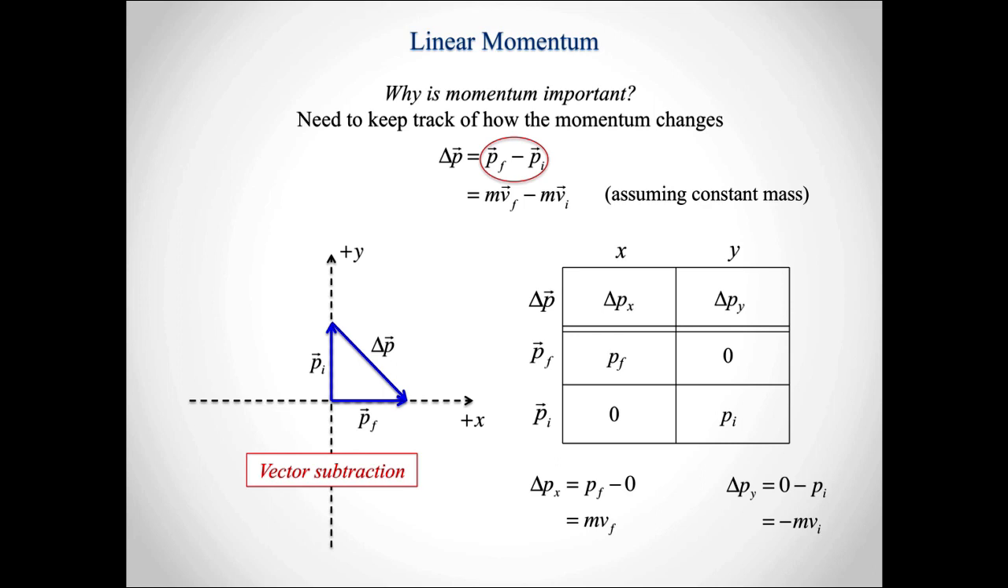And again, just like with anything else, if I know the x and y components of a vector, here it happens to be the change in momentum vector, I can Pythagorize those to get the magnitude. So x component squared plus y component squared, take the square root. I can use inverse tangent of the y component over the x component to get an angle relative to the x-axis for the direction of the change in momentum.